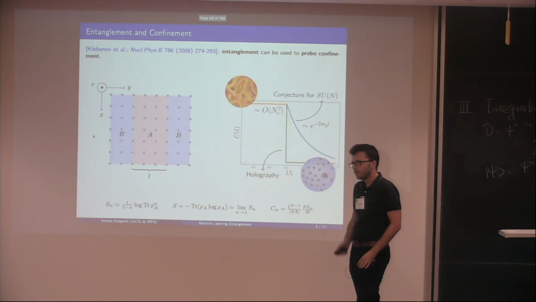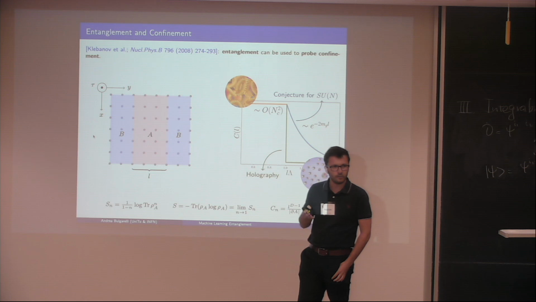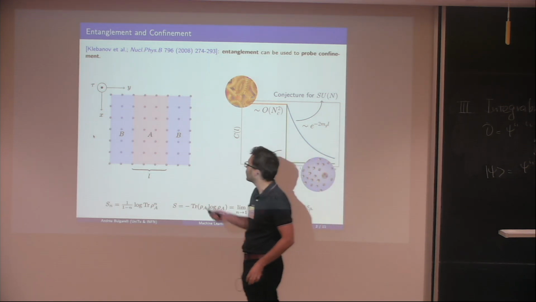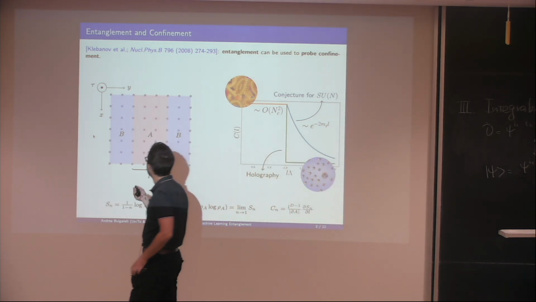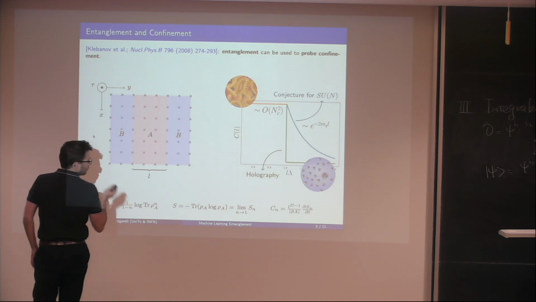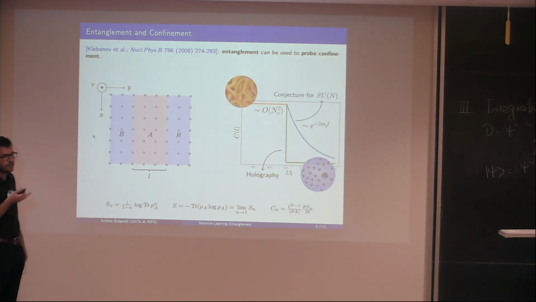A major reason to study entanglement within the context of this collaboration dates back to this paper by Igor and collaborators, where they were able to show that entanglement indeed can be used as a probe of confinement. So, let me consider the ground state of a generic confining gauge theory. You may think of a lattice field theory. I'll be sticking to the lattice for most of this talk. But also, as was done in that paper, a continuous holographic theory with a confining background.